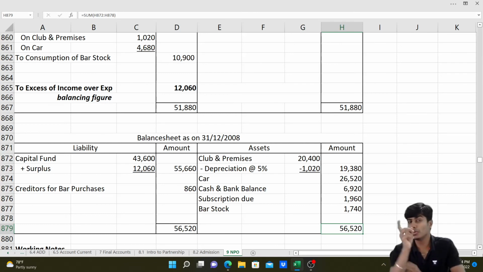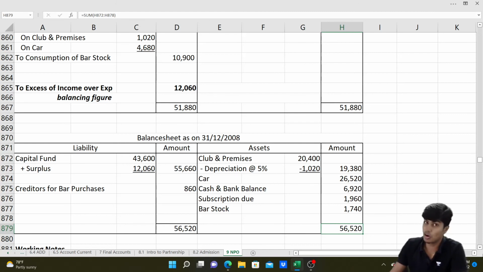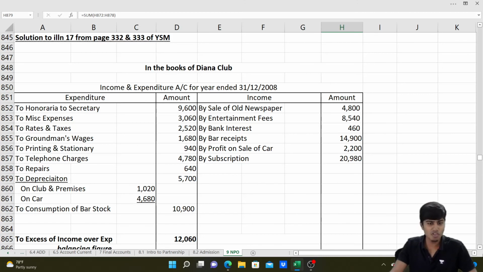Yes, so this problem looks like a problem with BRS adjustment, but this doesn't have BRS adjustment because the balance given in the receipts and payment account as cash and bank opening and closing is not the balance as per passbook because they have not mentioned it.